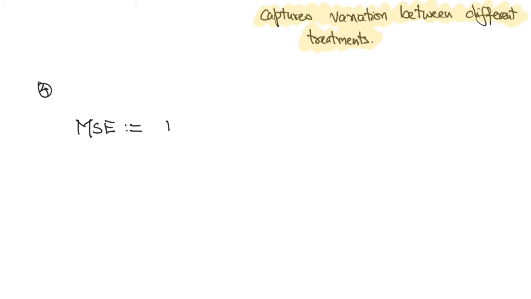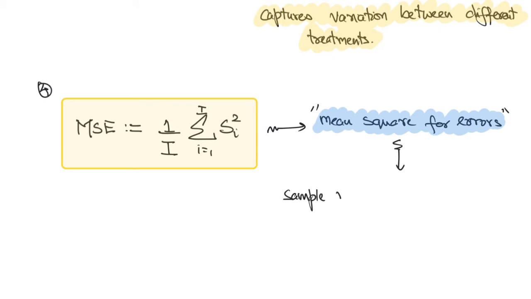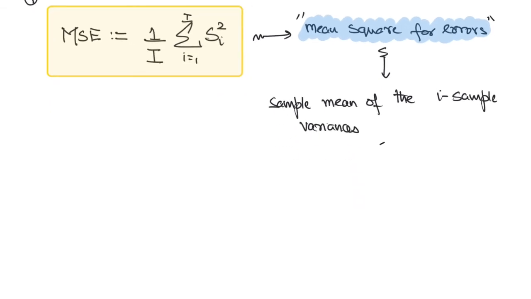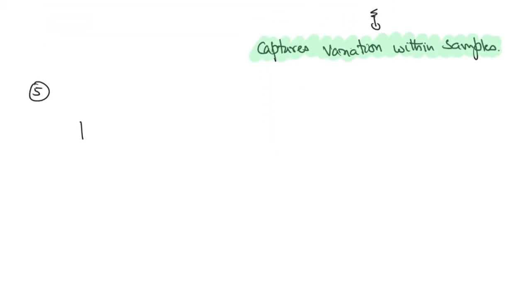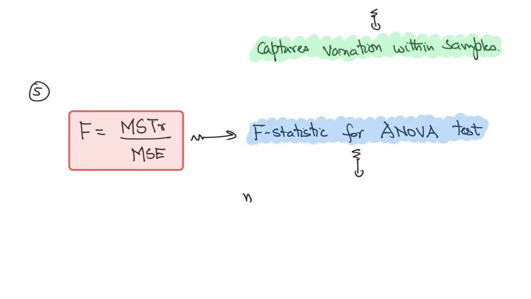Finally, we introduce the statistic MSE, which is the sum of the I sample variances divided by capital I. This is known as the mean square for errors, and it is the sample mean of the I sample variances. The statistic captures the variation within the sample or within a given treatment. The F statistic is defined as the quotient of mean square for treatments divided by mean square for error. This is called the F statistic for the analysis of variance test.